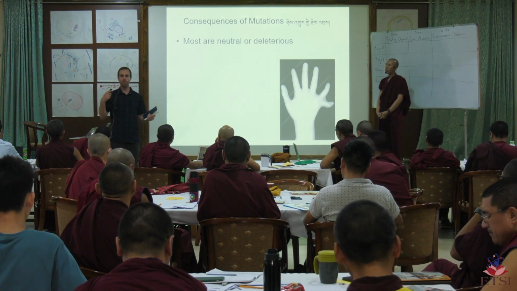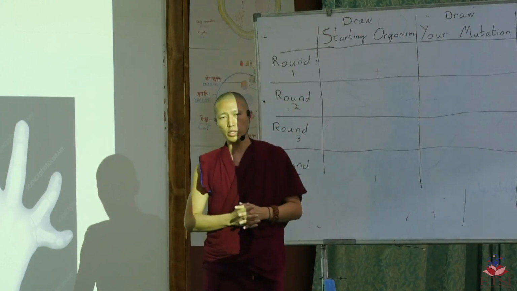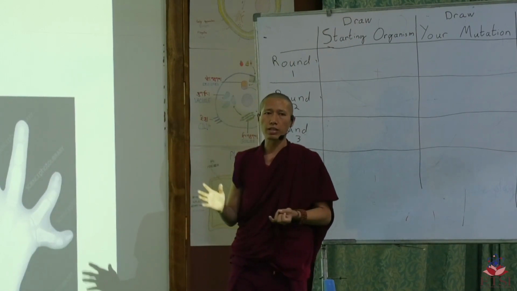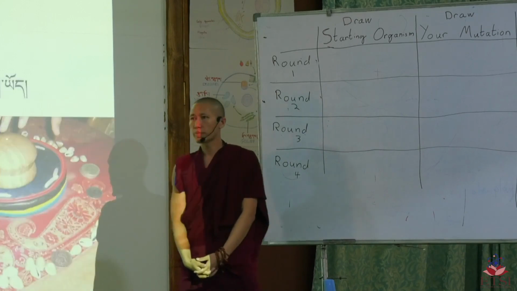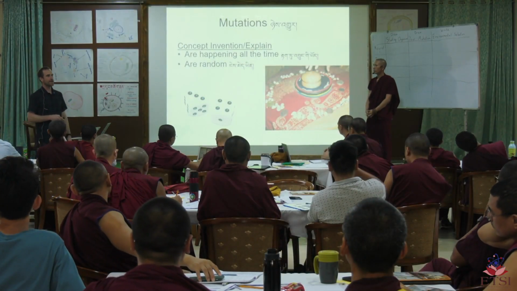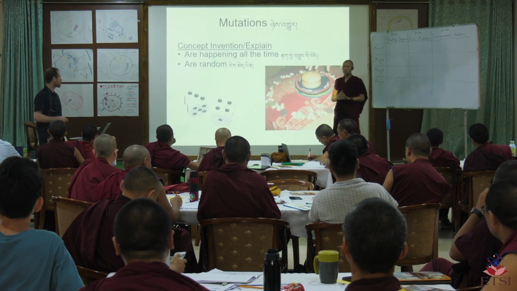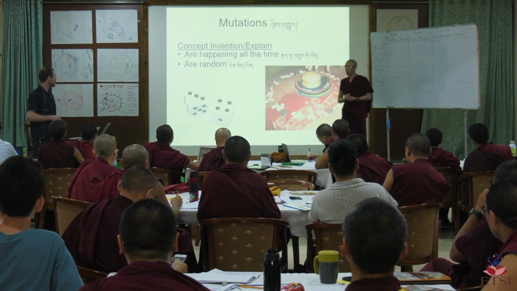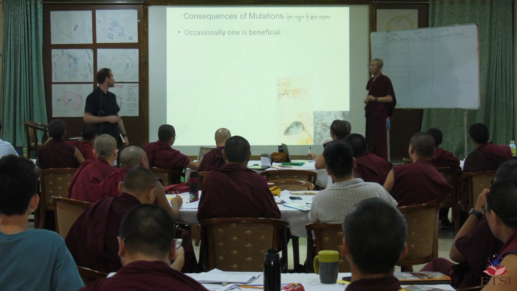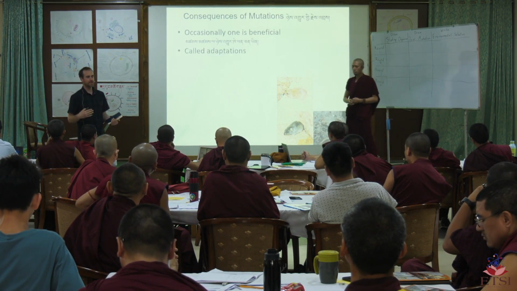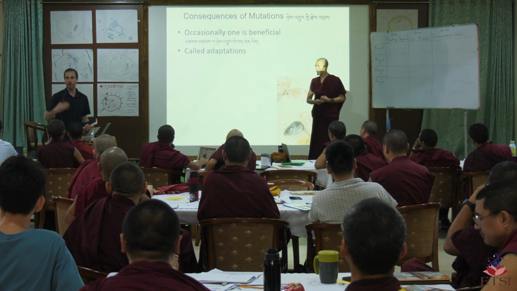And because they're random, most of the mutations that you would encounter are going to be either neutral or deleterious. Just as it's pretty rare you would roll a really good dice hand, it's pretty rare that you would get a mutation that really helps you out a lot. But it does happen occasionally. When you have a mutation that is beneficial for an organism, we call that an adaptation.